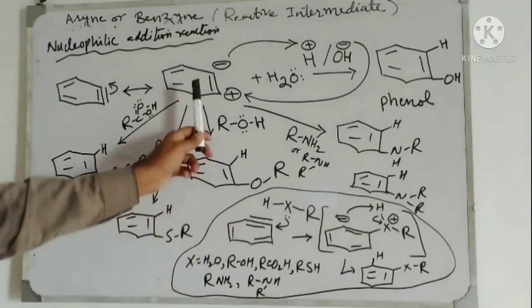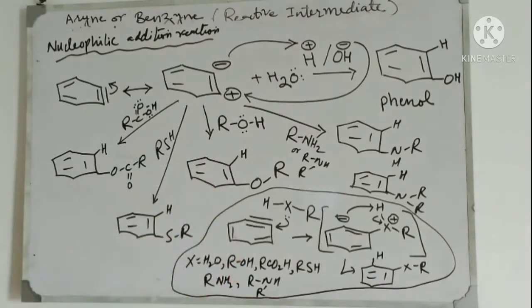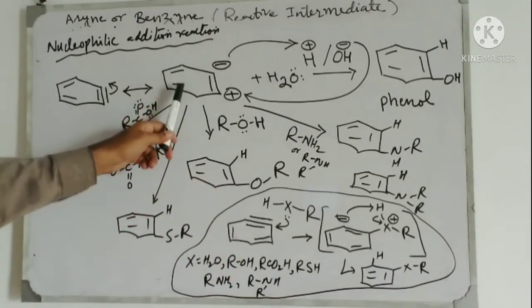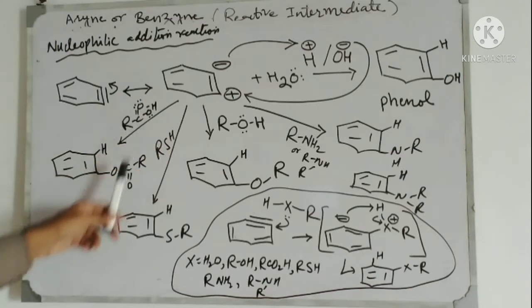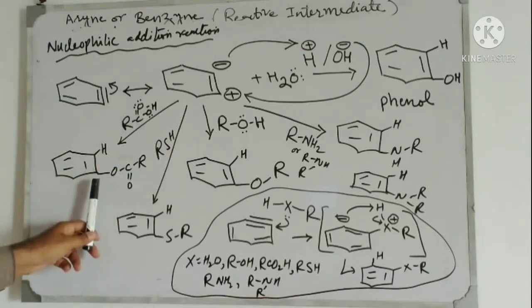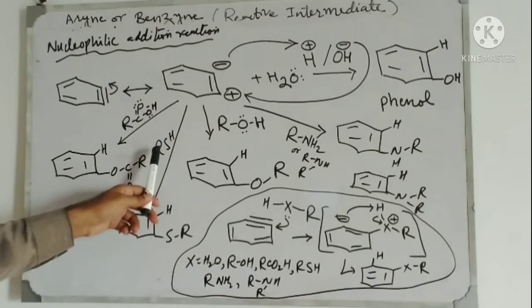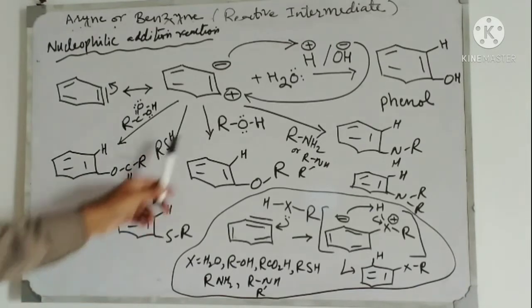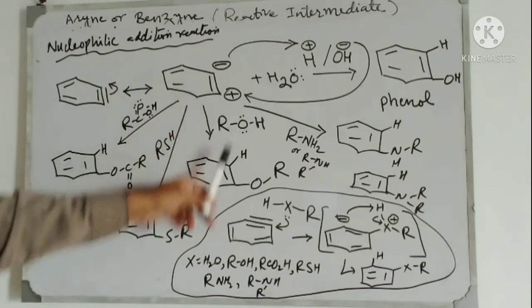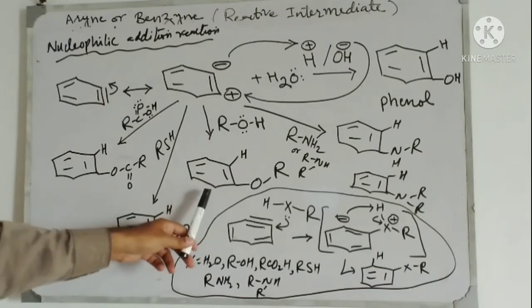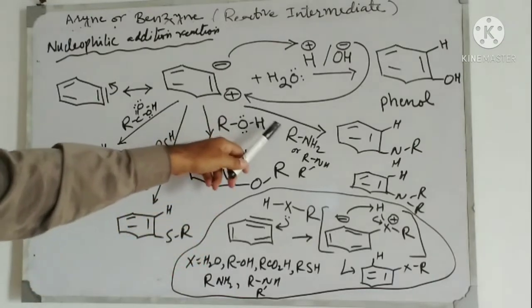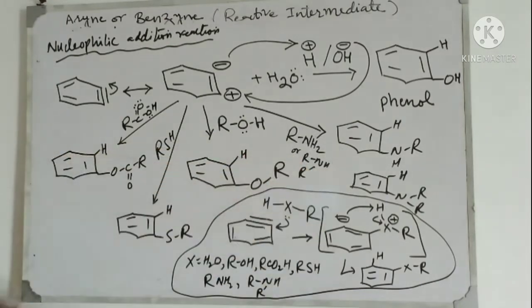We summarize this concept over here. When benzyne reacts with a carboxylic acid, we get an ester. When it reacts with a thiol, we get thioethers. When it reacts with an alcohol, we get ethers. When it reacts with an amine, we get aniline derivatives. So this is the first reaction, nucleophilic addition to the benzyne intermediate.